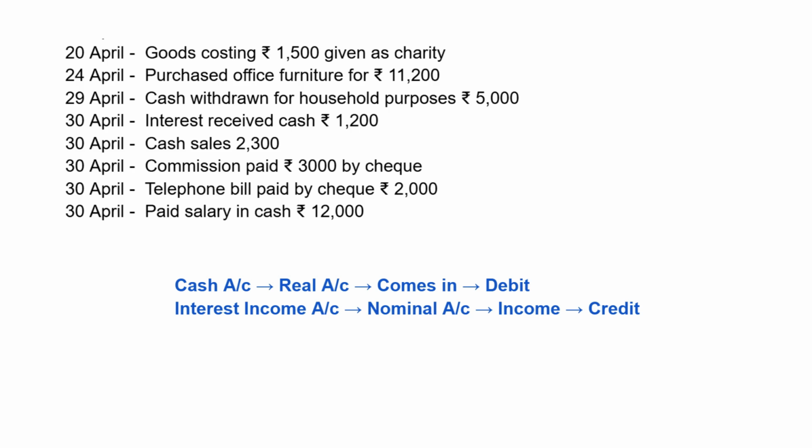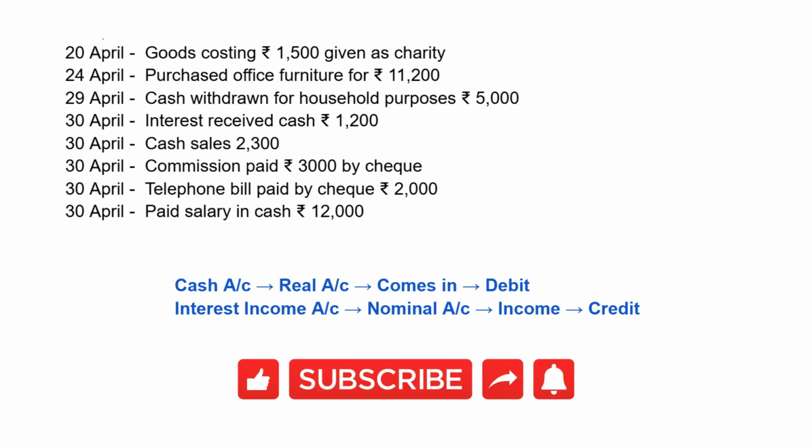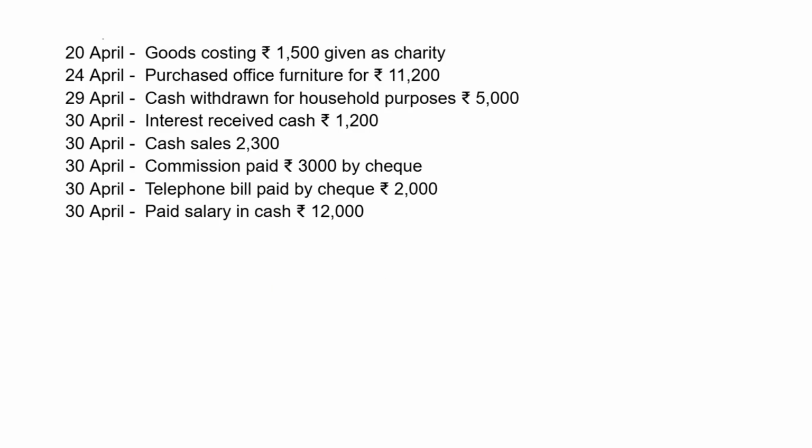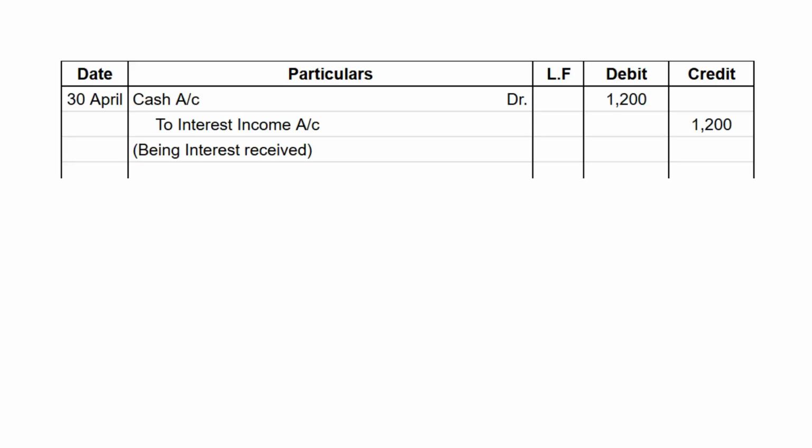Cash account is real account and cash comes in the business because it is income. So cash comes in the business, so it is debit. And interest account is nominal account and interest we have received, so it is income, so it is credit. Let's see how we'll record it. 30th April, cash account debit 1200 to interest income account 1200 and the narration is being interest received. Next.